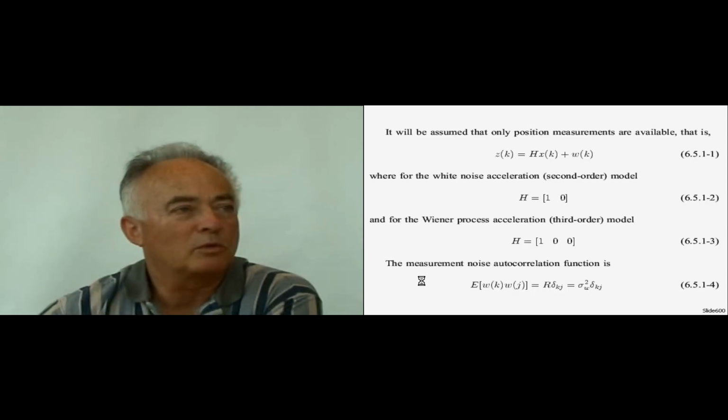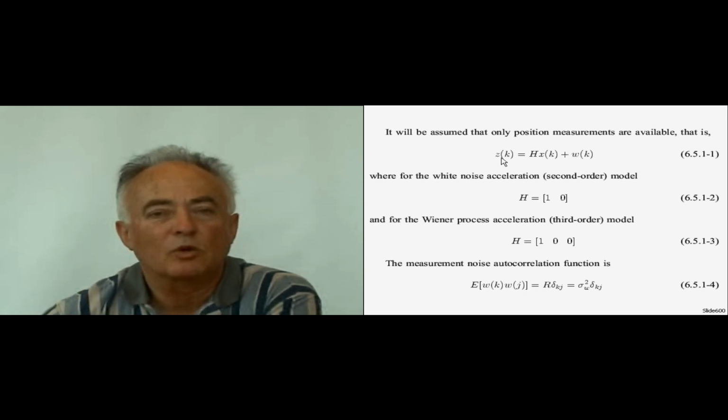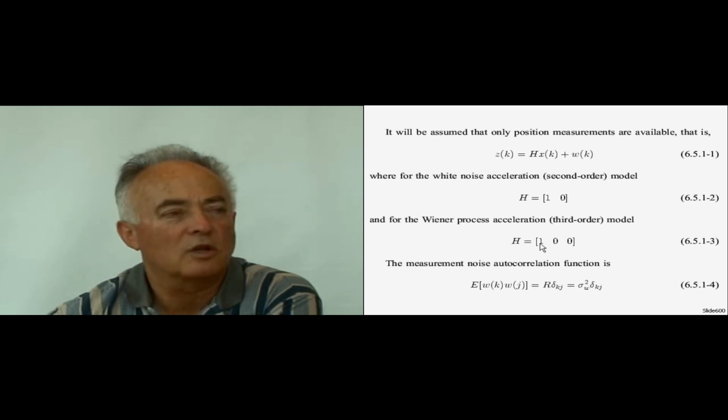Okay, the problem that we have is either a two-dimensional state or a three-dimensional state, with z being a position observation equal to Hx plus w. That's a scalar. When the model is the second order model, H is [1, 0] to pick up position. When the third order model is the one that we are dealing with, namely the Wiener process acceleration, again it's 1 in the first location, 0, 0, we don't pick up the velocity and the acceleration.